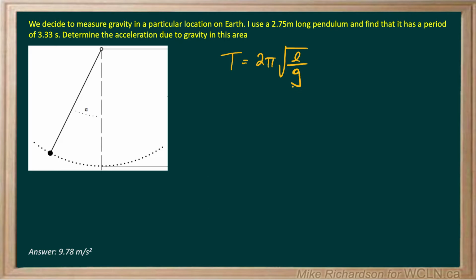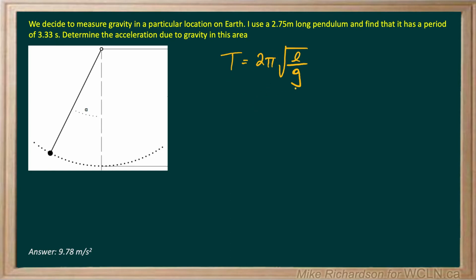The bigger g is, the shorter the period would be. The smaller g is, the longer the period of motion. Now we're on the top of Mount Everest. We're quite a ways away from the center of the Earth, or at least a little bit farther away from the center of the Earth. So g should be a little bit smaller.